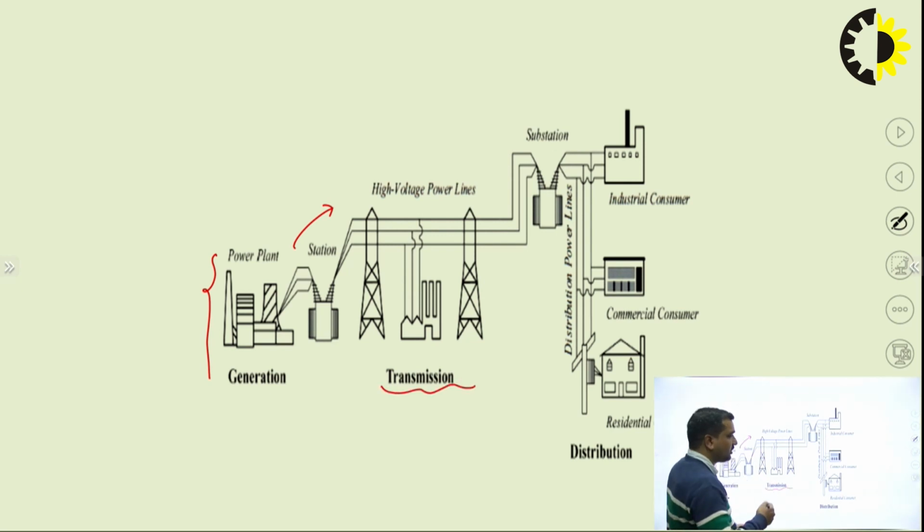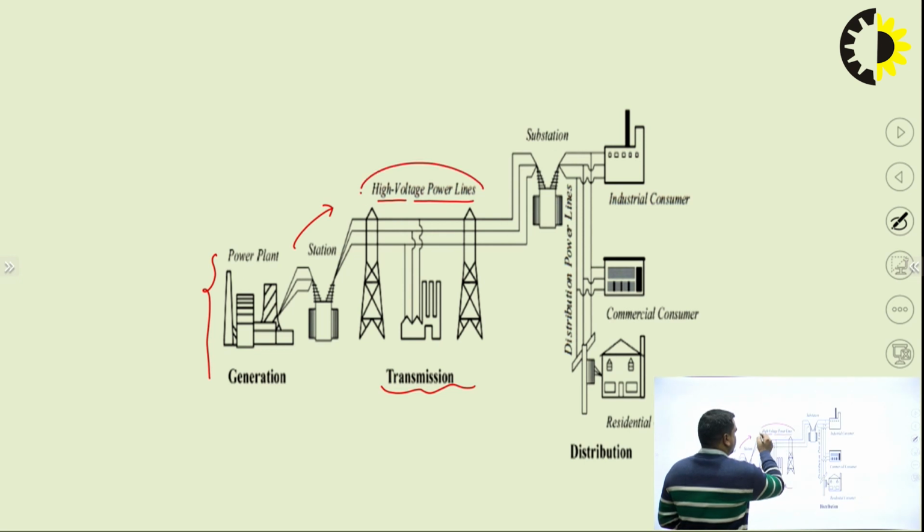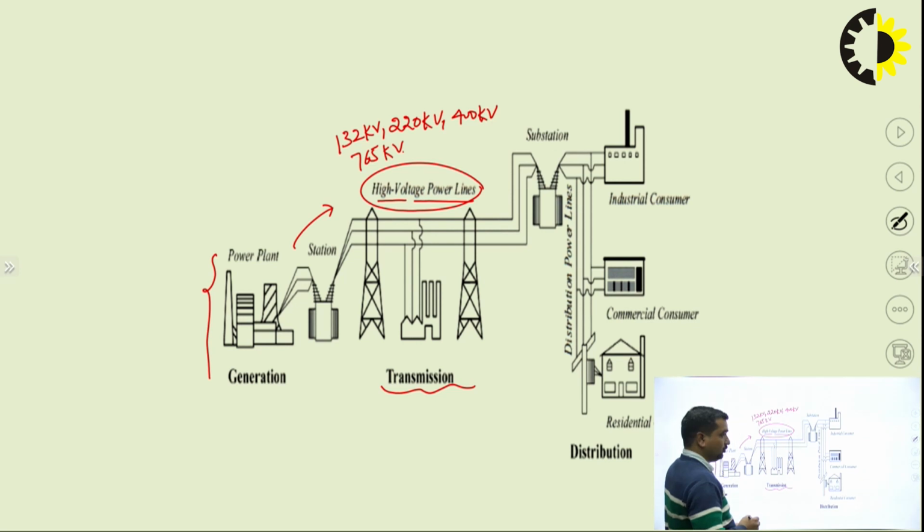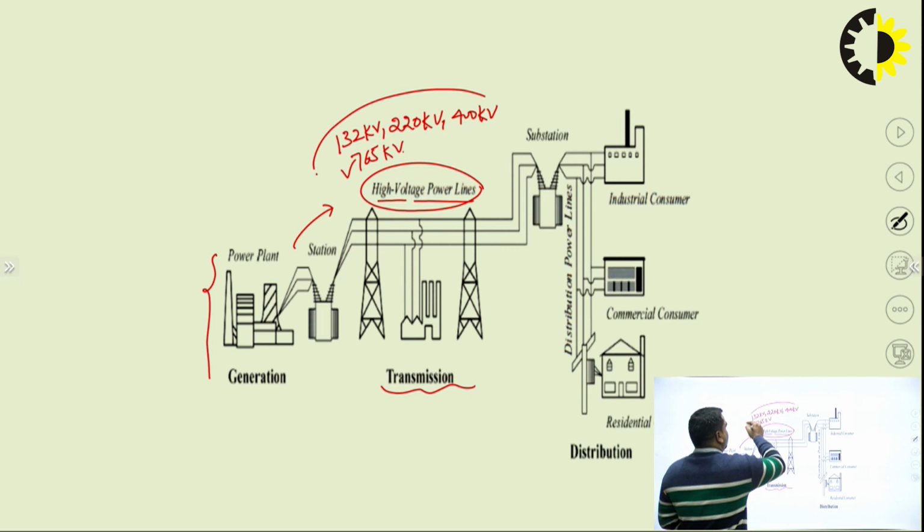The system that is used to transmit the electricity from the generating station to the consumer end is the transmission system. It uses high voltage power lines. Basically they have 132 kV, 220 kV, 400 kV and 765 kV generally used. The level of voltage increases with the distance. If we need to transfer the electricity over a higher distance, then we go for extra high voltages like 400 and 765.